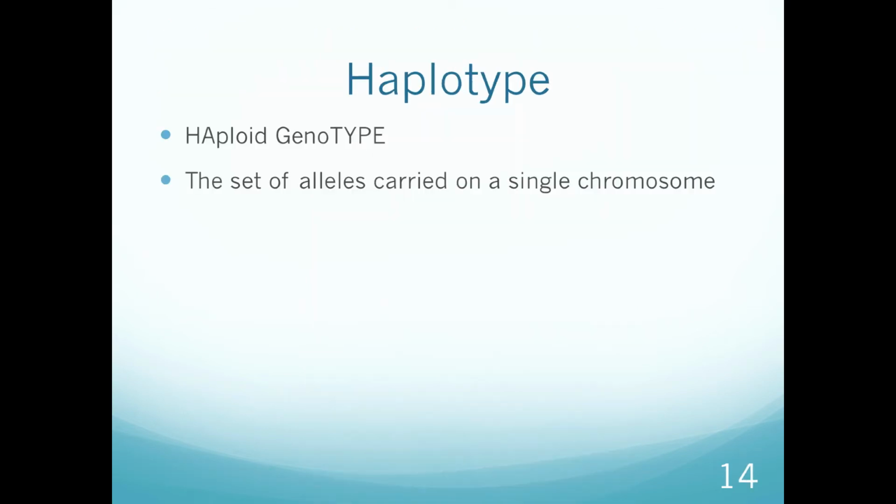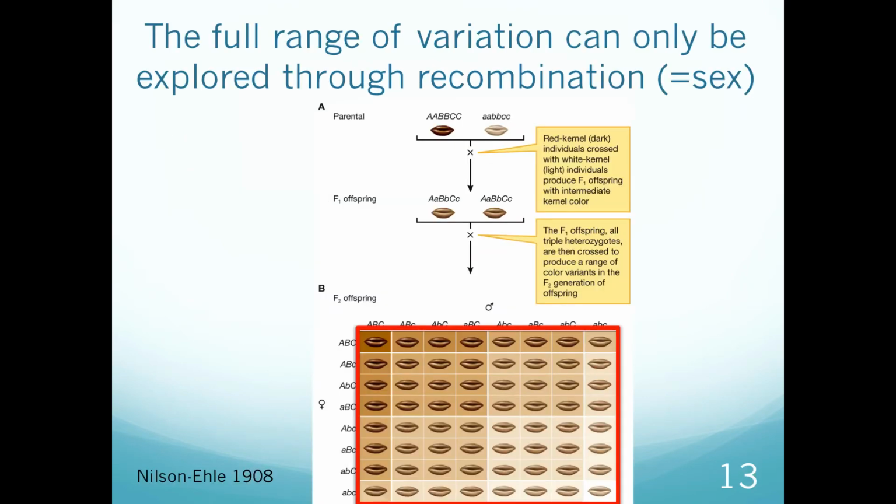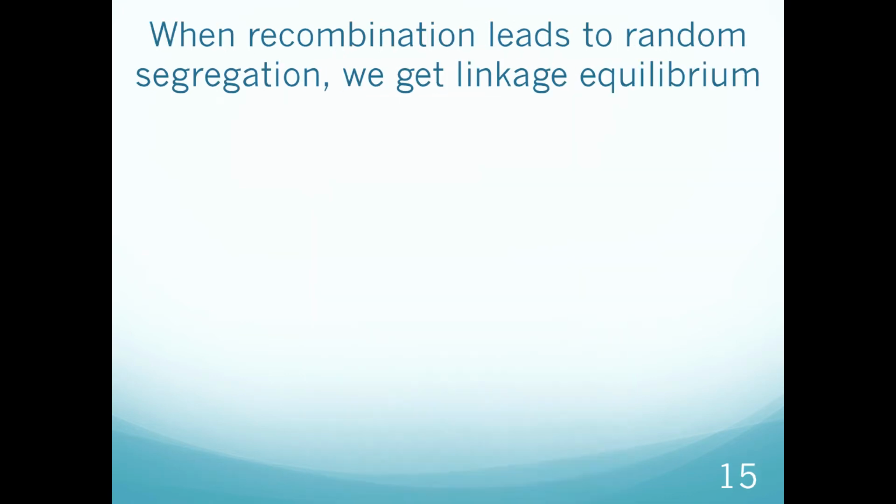So one piece of vocabulary for you: a haplotype is a haploid genotype. So it's the set of alleles that are carried on a single chromosome. In this example here, big A, big B, big C would be a haplotype that would be combined with another haplotype like little a, little b, big C. Those two haplotypes would form the diploid chromosome of an individual.